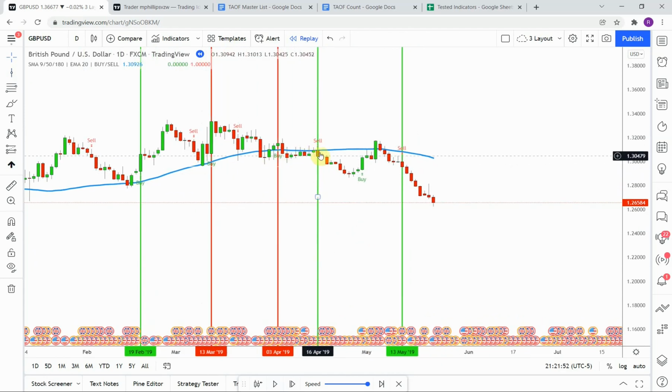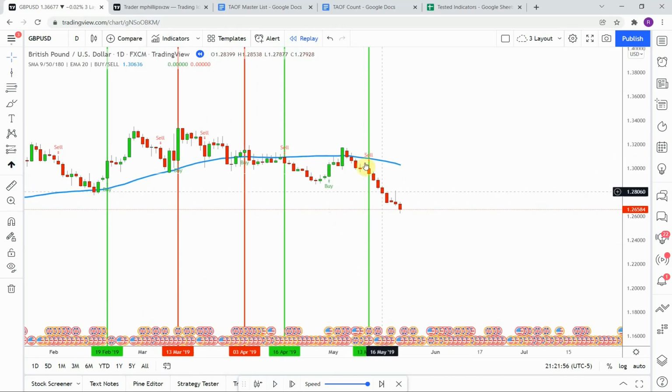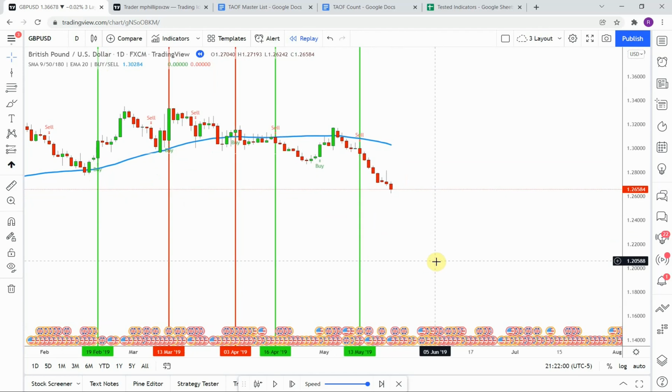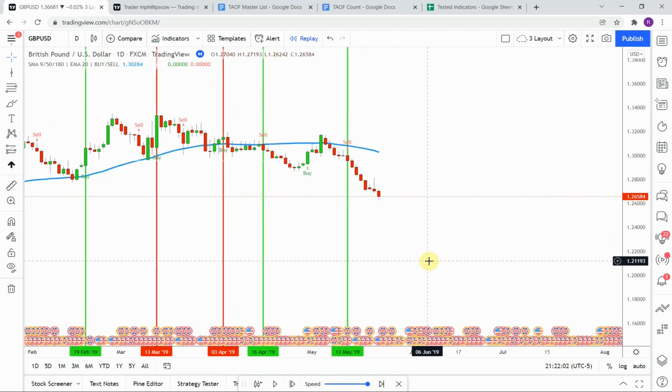Then we pick up the sell right here. Price action pushes down nicely there, getting us to take profit. And the sell right here, same deal, price action pushes down really nicely, also getting us to take profit.